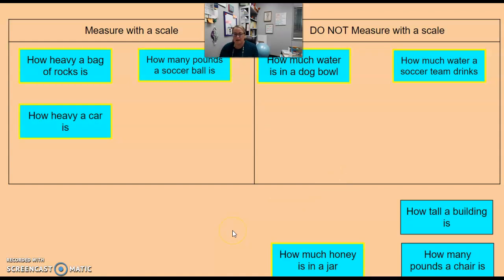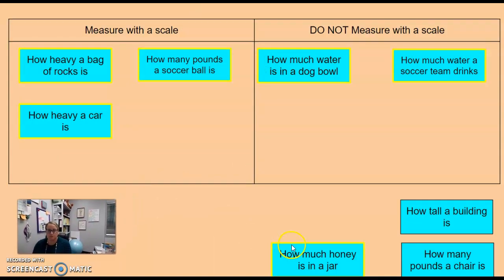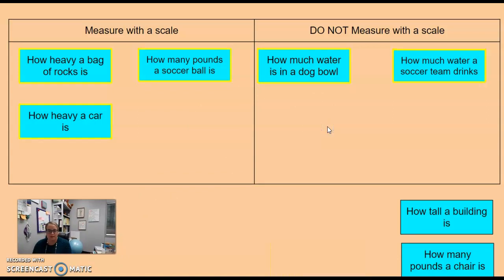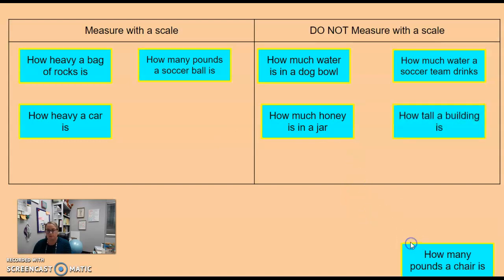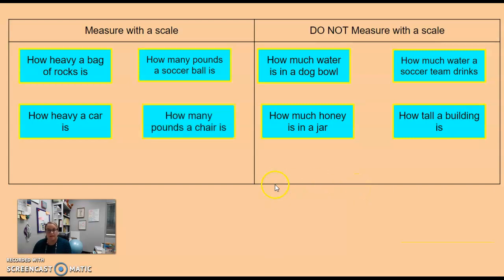What about how much honey is in a jar? If I want to know how much honey is in a jar, am I going to use a scale or not use a scale? I'm not going to use a scale for that. What about how tall a building is? If I want to know how tall a building is, am I going to use a scale or am I going to not use a scale? No, I'm not going to use a scale for that. All right. What about how many pounds the chair is? So if I wanted to weigh my chair, am I going to use a scale or not use a scale? That's right, I'm going to use a scale. So a scale is an important tool that we use whenever we're wanting to measure weight.